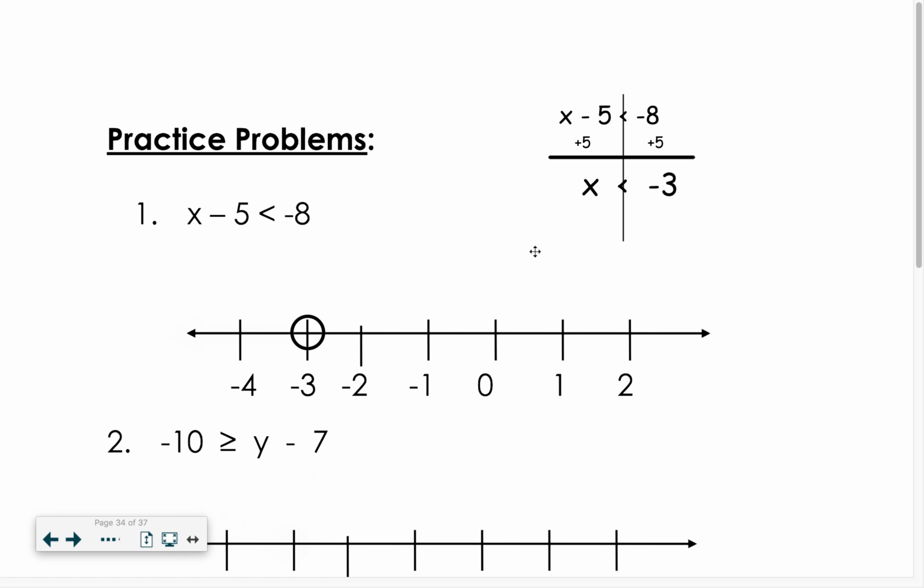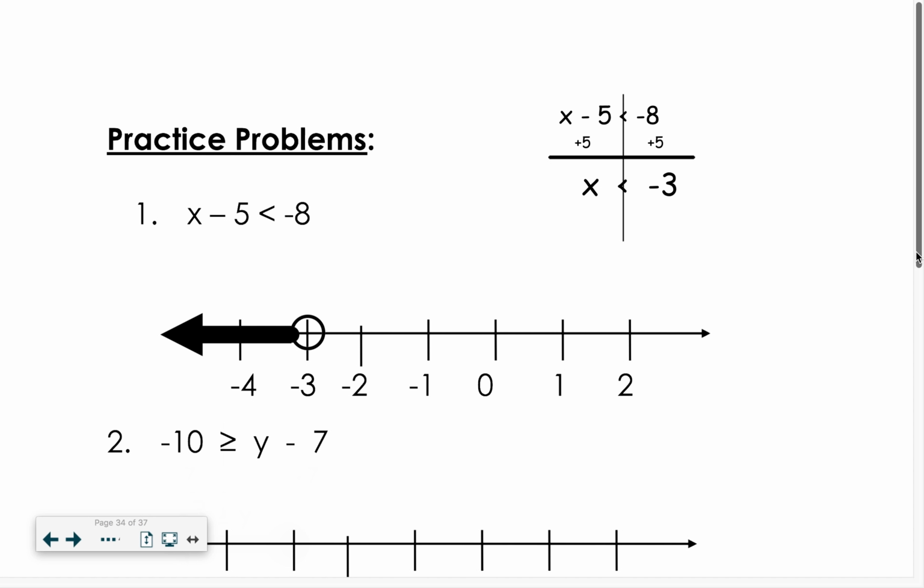For instance, if I put in negative 2 into my x, it would read negative 2 is less than negative 3. Is that true? You should say no, because negative 2 is actually greater than negative 3. So I am not shading to the right because that does not make sense and it does not make my statement true. So then I plug in negative 4. Is negative 4 less than negative 3? And you should say yes. So we go ahead and we shade in to the left. And that's how we graph an inequality.